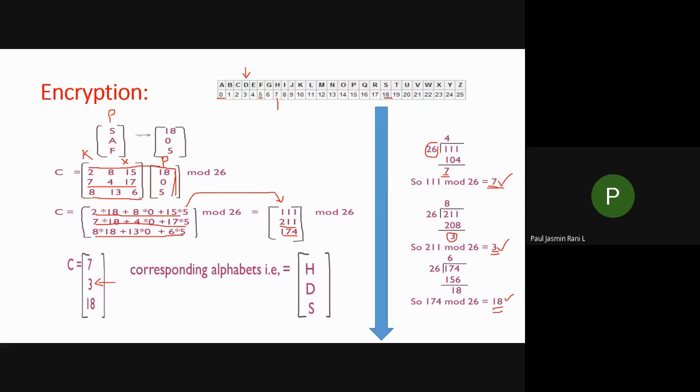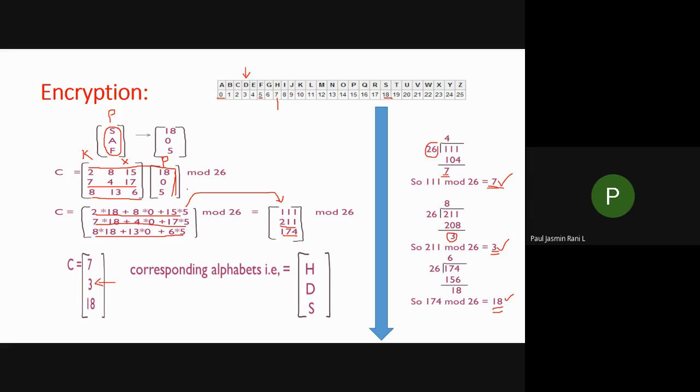So for this plain text SAF, what is the ciphertext? The ciphertext is HDS. Similarly, this is the way to find your ciphertext from your plain text.